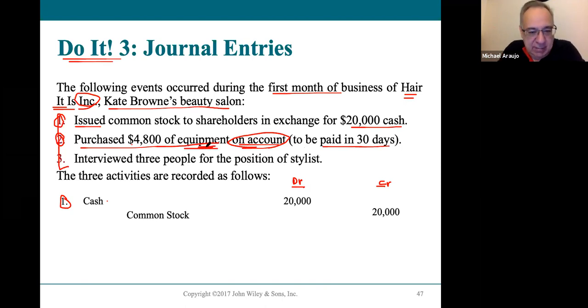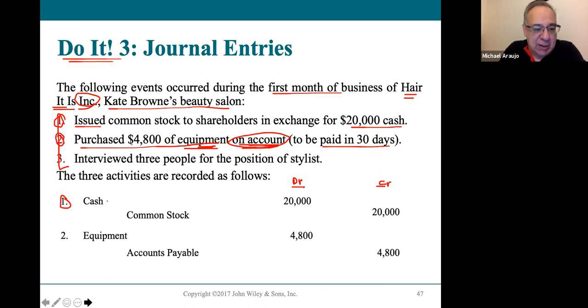So we got a whole bunch of equipment. Equipment is affected, but now we owe that money, so accounts payable is affected. How is equipment affected? We have more. So that's a debit to the equipment account for $4,800. But we have more accounts payable, and that's a credit to accounts payable. And that's your journal entry for number 2. Isn't that right? Number 2. Yes, correct.